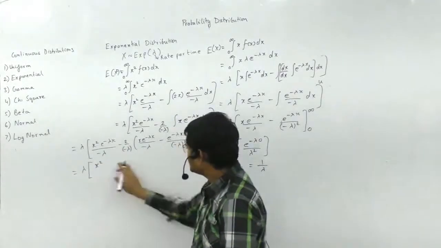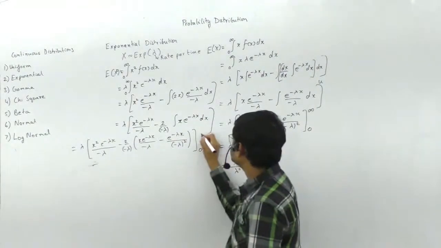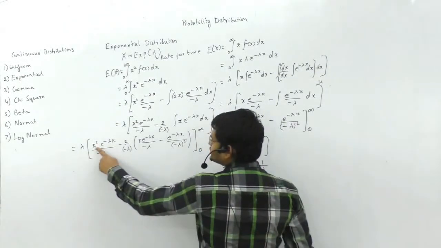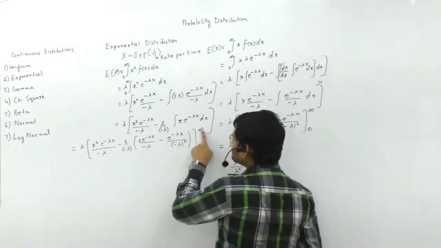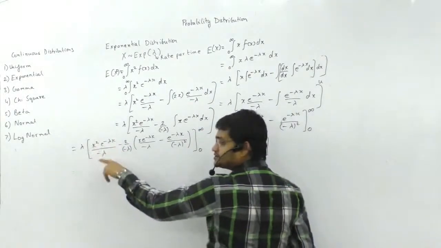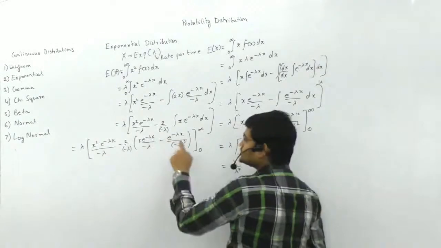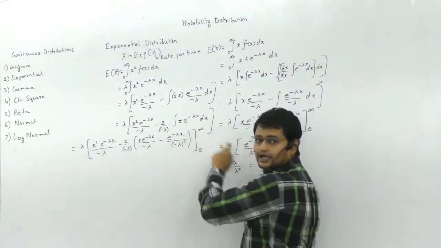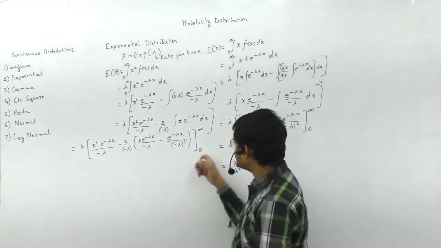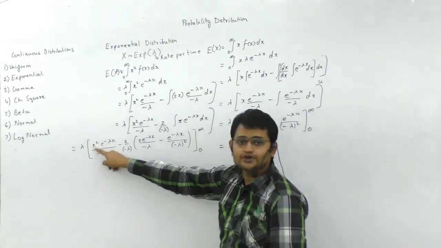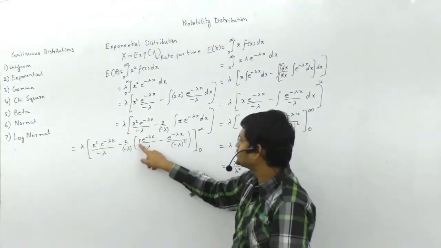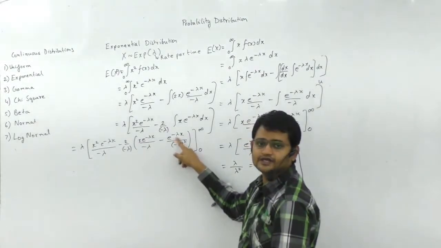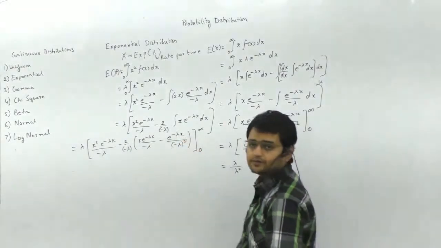Now, let's put our limit 0 to infinity. First infinity: e raised to minus infinity will be 0, then e raised to minus infinity 0, e raised to minus infinity 0. So all of these terms will be 0 when we put infinity as our value of x. Now when we put 0, this particular term is going to be 0 because we have x square multiplied. This particular term is also going to be 0 because we have x multiplied. But this particular term will be e raised to minus lambda 0, that is nothing but 1.